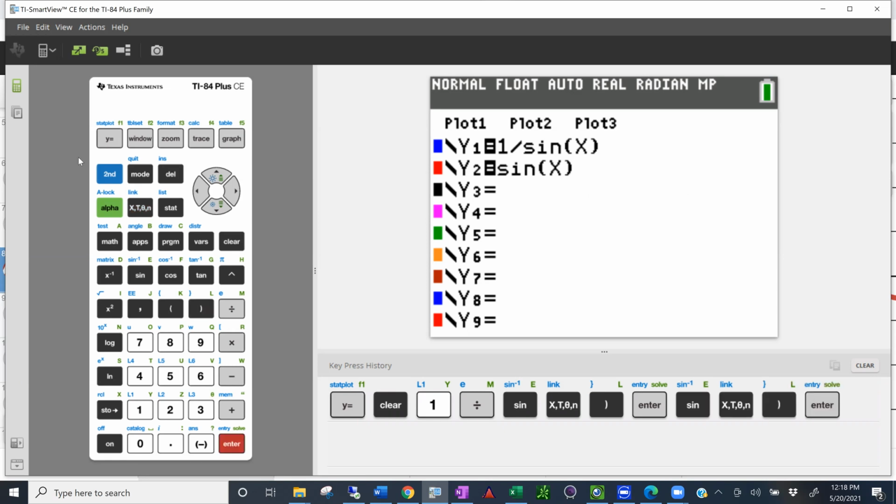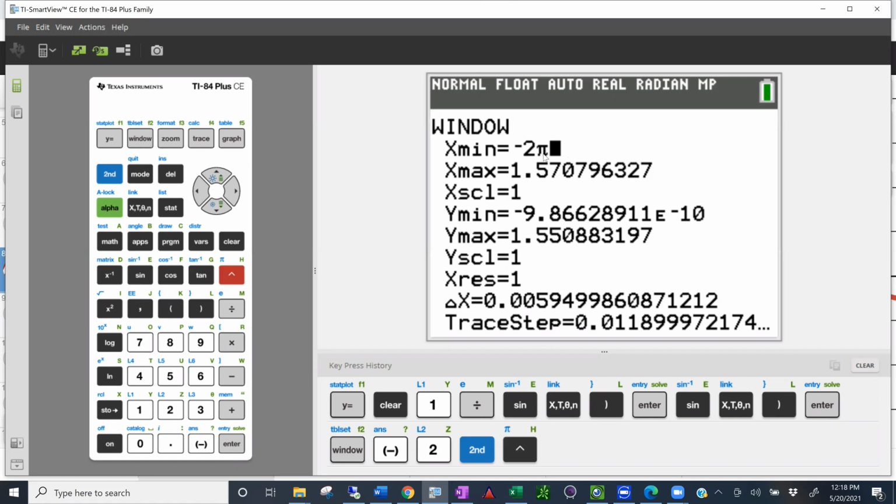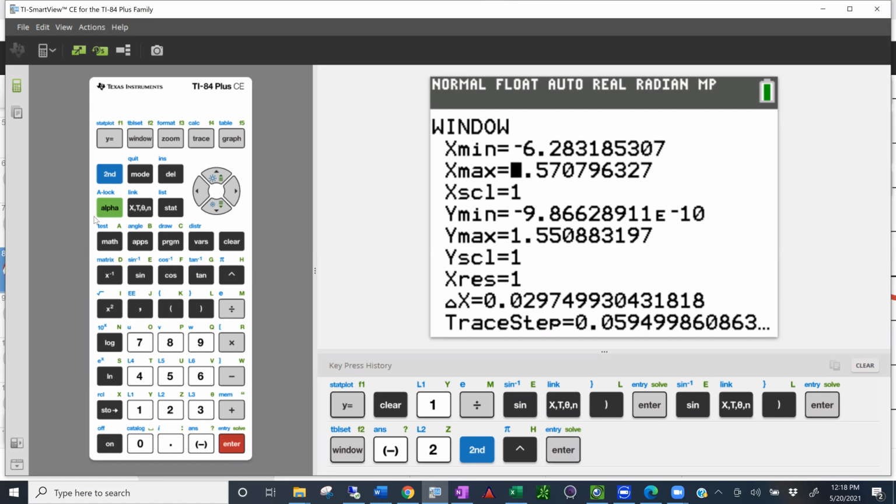And now I'm going to adjust my window size. And this time, my window's going to be a little bit prescribed based on the function, or it's going to be the interval that they gave us. So it's going to be from negative 2 pi on the x-axis. And as soon as I hit the enter key, this is going to be replaced by negative 6.28, etc. And likewise, 2 pi up here.